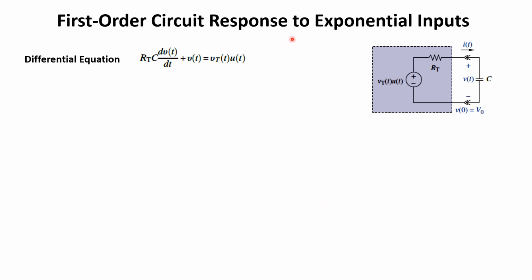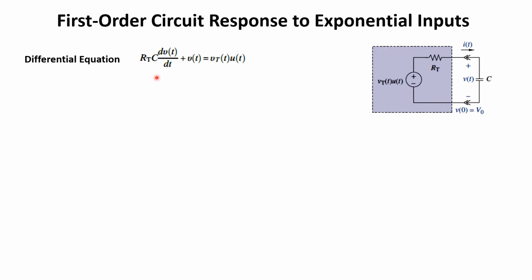Now the first order response to exponential inputs. This is a first order circuit. We have only one energy storing element in it, and this is the circuit which excites this capacitor. The whole circuit may consist of more than one resistor and more than one source, but here in this circuit we represent the Thevenin equivalent of the source circuit.